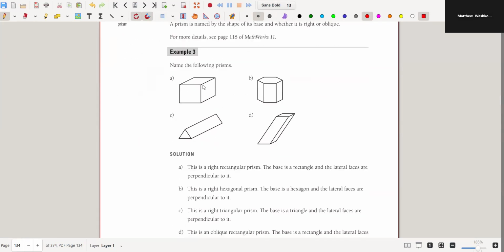So we have a couple of prisms here. Now this one, how do I name stuff? Well, look at the face of it. That is a rectangle, which means it's a rectangular prism. Look at the face of question B.